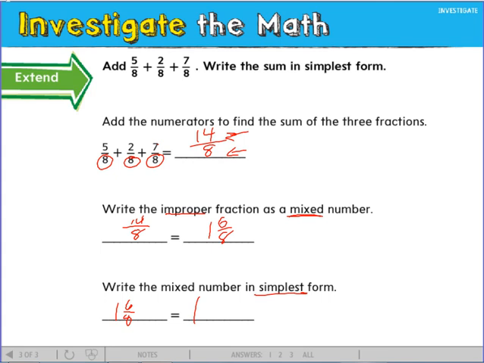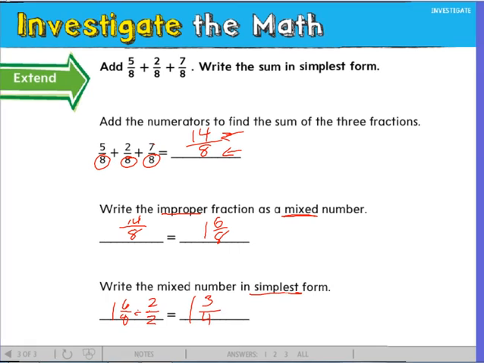How do I reduce 6/8 to simplest form? 2. Drew says to divide the top and bottom by what, Drew? 2. So 2 over 2. I just wrote 3. Why did I do that? So 6 divided by 2 is? 3. 8 divided by 2 is? 4. So my answer is 1 3/4. Okay? This is our math for today.